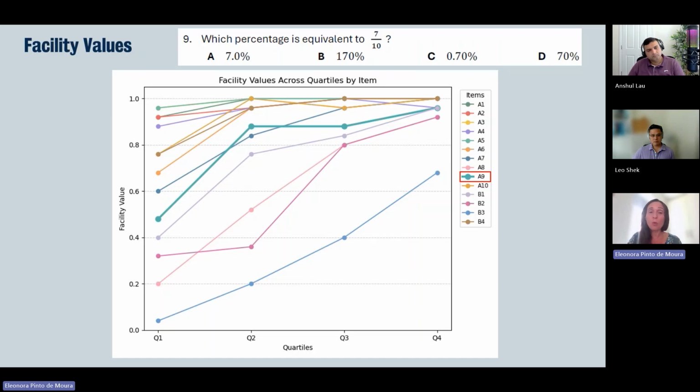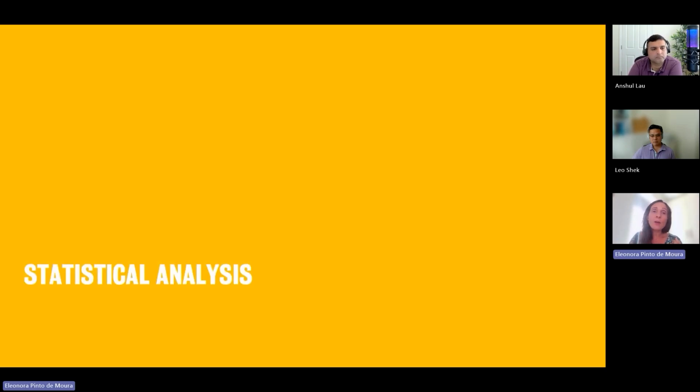So this pattern was really important for us when we were trying to refine the test, and especially the design of the test, because what we really want is items that have a straight line that clearly increases the facility value as the student's ability increases. And they helped us really to identify the items that were contributing in this meaningful way to identify these different ranges of abilities.